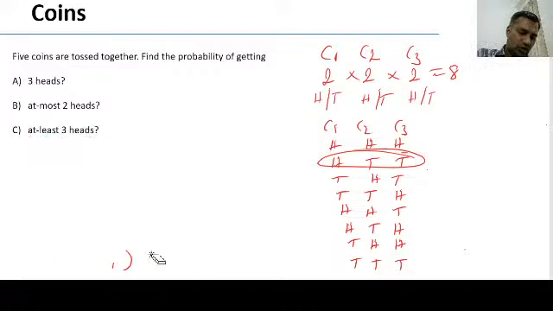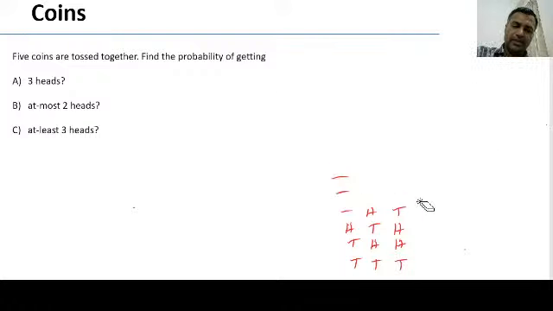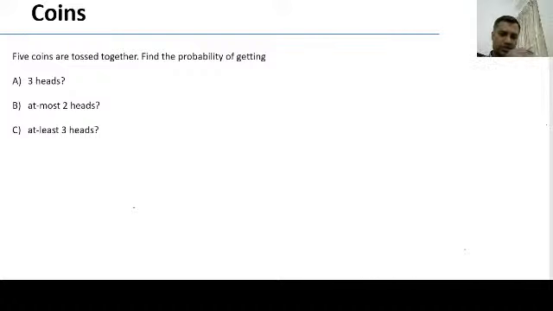Now I have helped you recall sufficiently. By now you would have recalled much more than I was anticipating. Let's go ahead and come to these questions now. Let's think a little better and start getting into the depth. 5 coins are tossed together. Find the probability of getting 3 heads. First question, 3 heads.